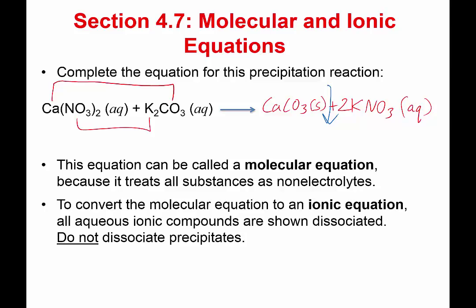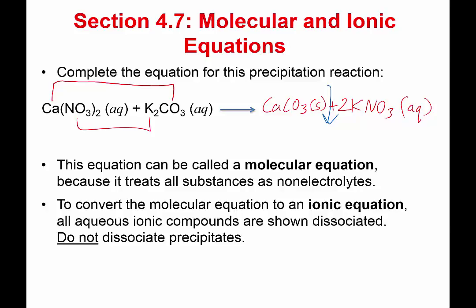But we can rewrite this equation as an ionic equation. So what we do to make this an ionic equation is that any compounds that are electrolytes in aqueous solution, we dissociate them into their ions, just like we learned last time. Compounds, though, that are not electrolytes or precipitates, we leave those just the way they are. We don't dissociate them. So anything that has an s after it, for example, the calcium carbonate here, we would not dissociate, because it's only in aqueous solution that the ions are dissociated. In the solid state, the ions are still bonded together.